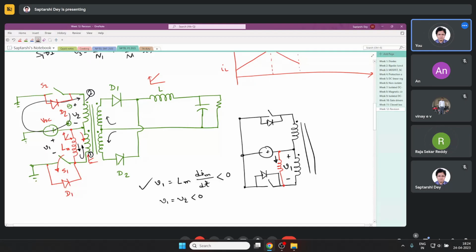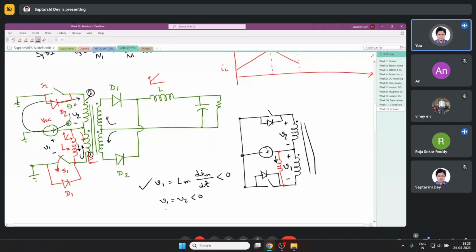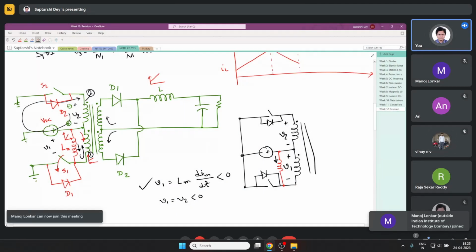Now it is demagnetizing. During the period when both the switches are off, the stored magnetizing energy is going back. So definitely the magnetizing current is reducing, demagnetizing. That means this Im must be reducing at that time. That means V1 must be negative. Now depending on the dot convention, if I write V1 and V2 in this fashion, then V1 equals V2. I am writing in lowercase, meaning instantaneously they are equal. That means their polarity is also equal.